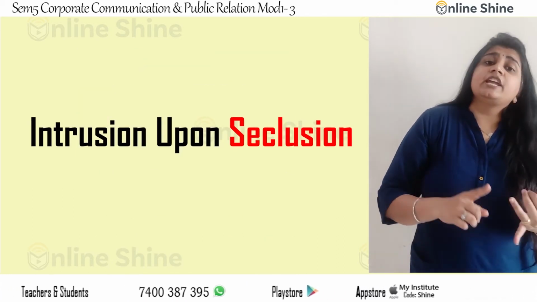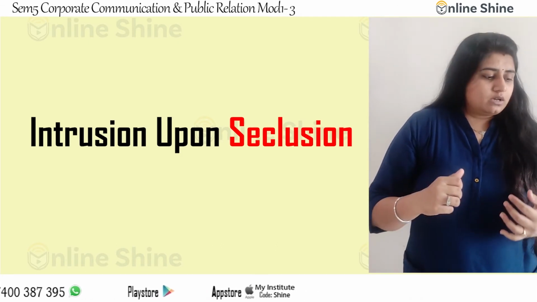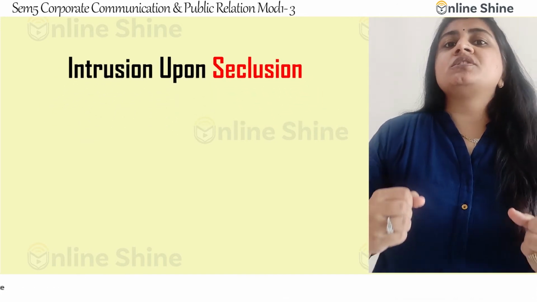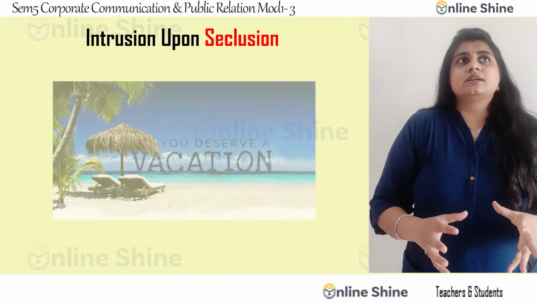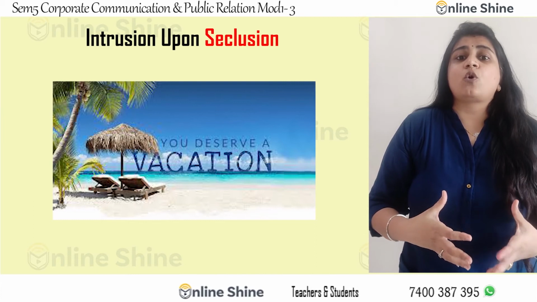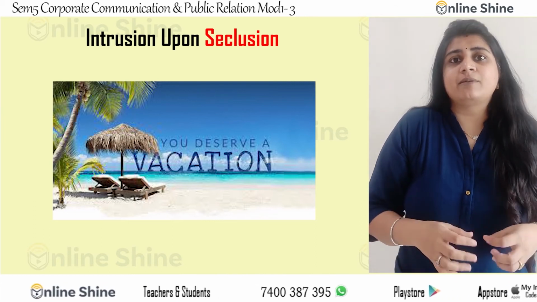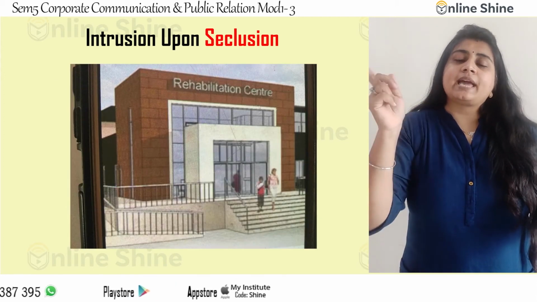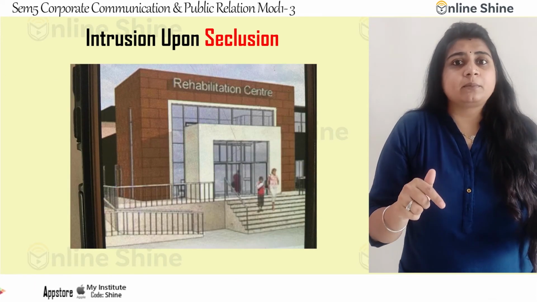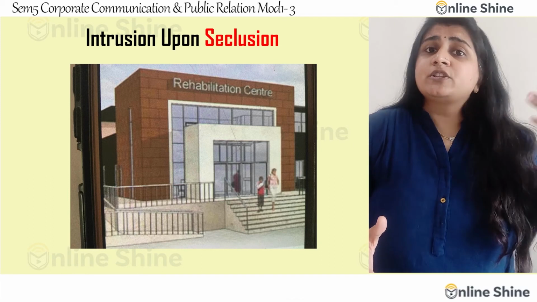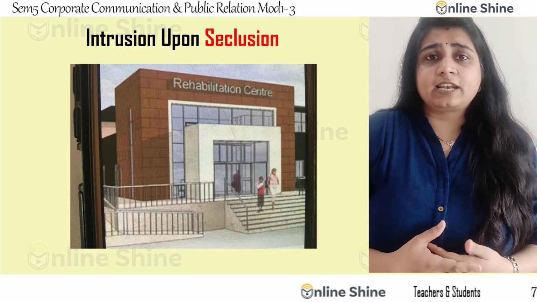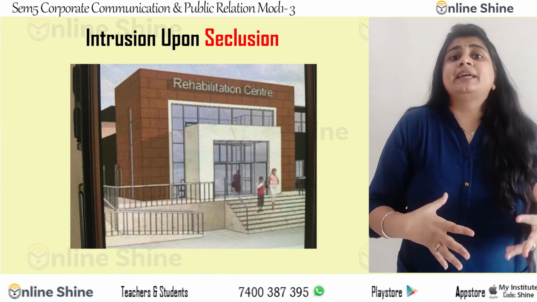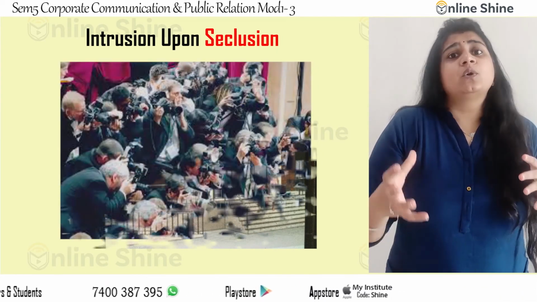Then we move to understand the second parameter, that is intrusion upon seclusion. Alright. So intrusion upon seclusion is when, say for example, I have taken a personal leave and I am on a vacation somewhere. And somebody says, oh, he has gone to a rehab center, or she has gone to a rehab center because of too much drug overdose, something like that, and tries to invade my privacy. Or probably I'm holidaying somewhere where I don't want the public to know.